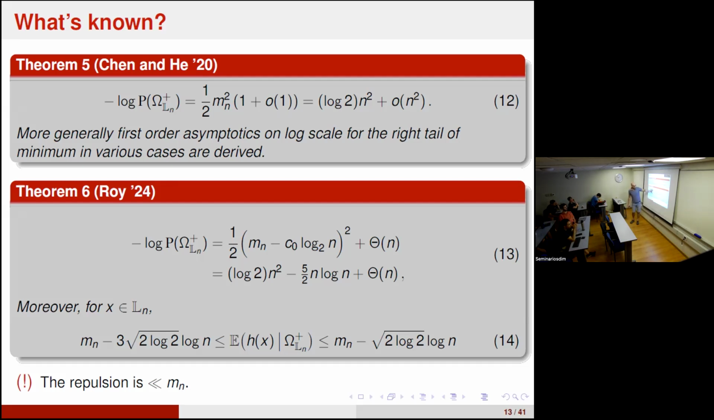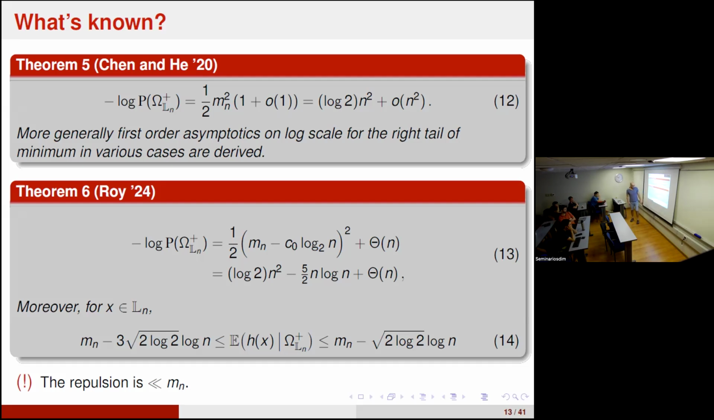Roy was actually more interested from the physics perspective. So he improved this constant and also showed that, as in the case of the Gaussian free field on the box, when you condition the leaves to be positive, the leaves live up much more. And they lift up, on first order, as in the case of the planar domain, by the order of the minimum or the maximum. But then he actually showed that they lift up by less.